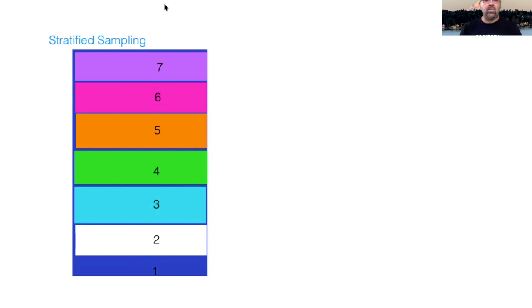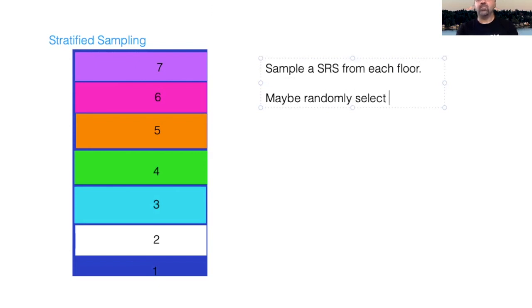And so in order to gauge public opinion in this particular case, the entire population being the residents of the dorm, what the dorm council decides to do is what's called a stratified sample, meaning they're going to go to each floor and sample an SRS from each floor. Maybe randomly choose, let's say, 5 people from each floor.